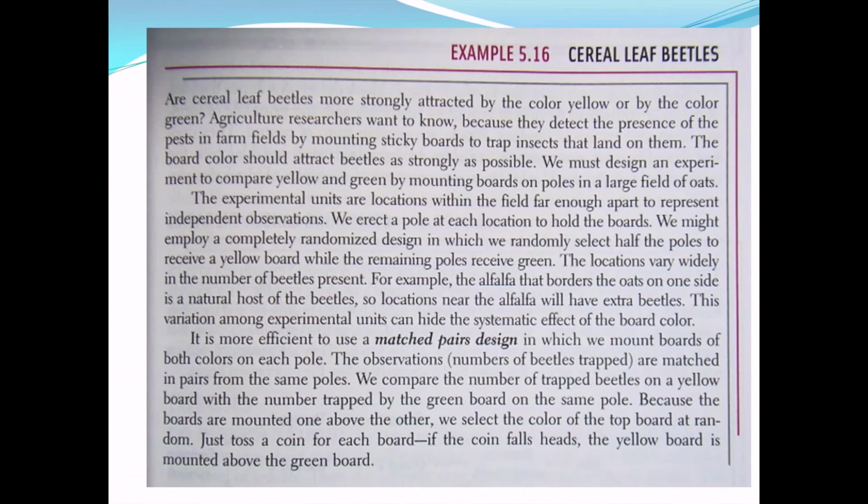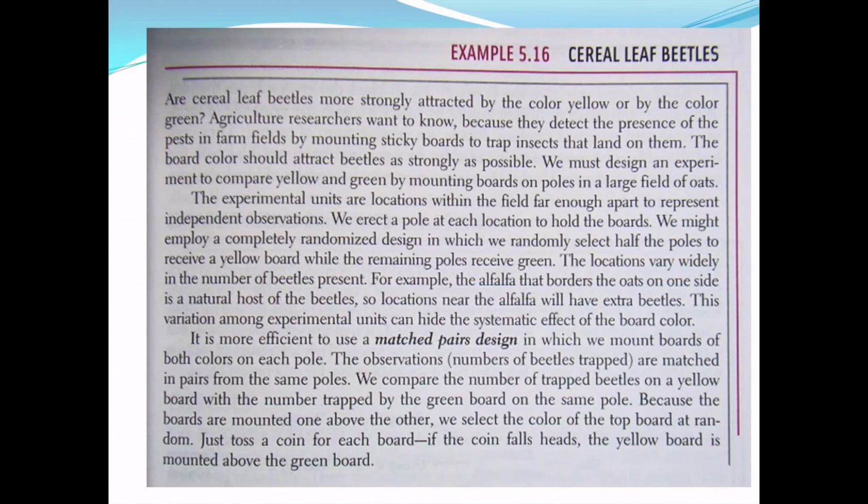So they're going to design an experiment to compare. Now the second paragraph is them explaining how they would do this with a completely randomized design. And it's kind of neat. They would just go out into the fields where the oats are growing, and they would install poles. Every so often there would be poles. And then they would randomly pick a pole to get a color. They would pick half of them randomly and put green on them, and the other half would be yellow. So there you go. Then they would trap the insects and see which of the two colors attracted the most.